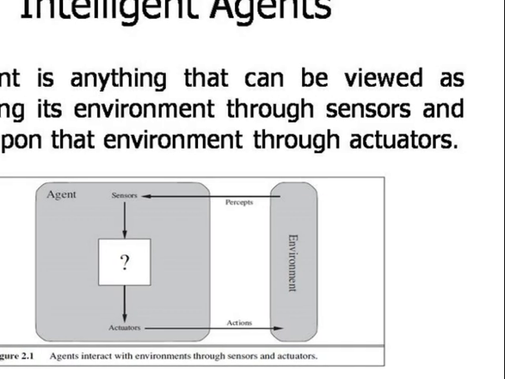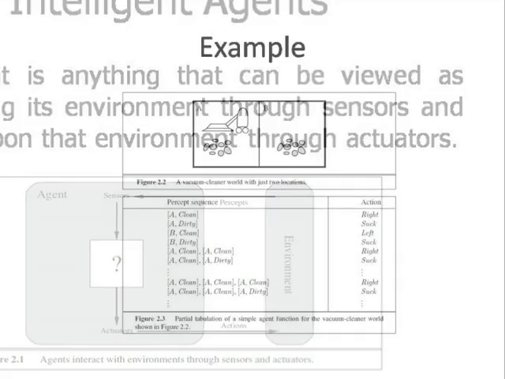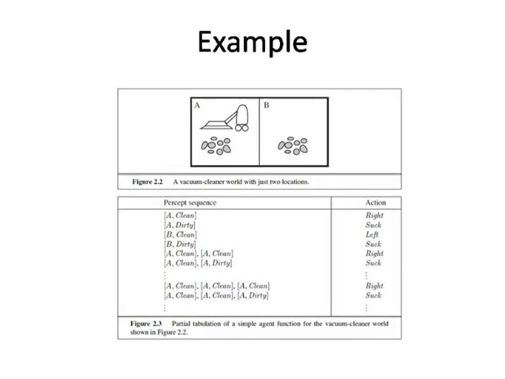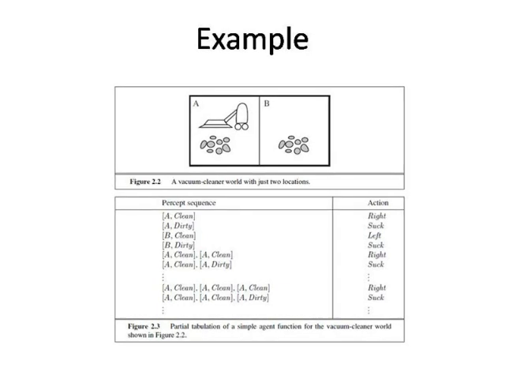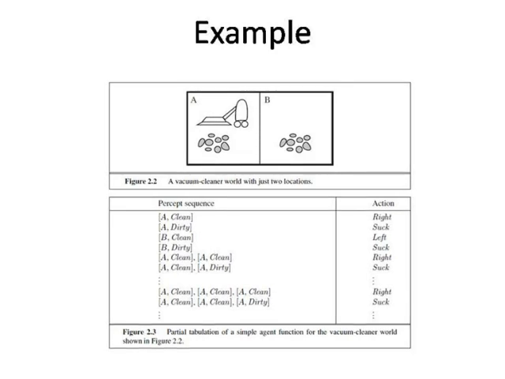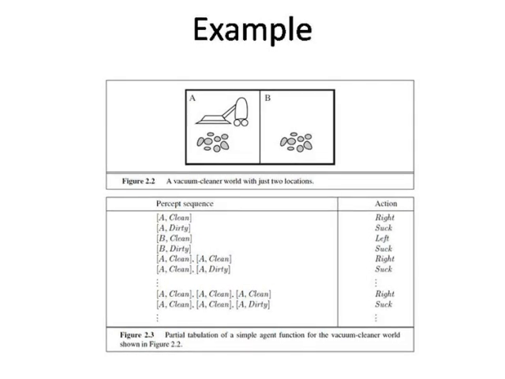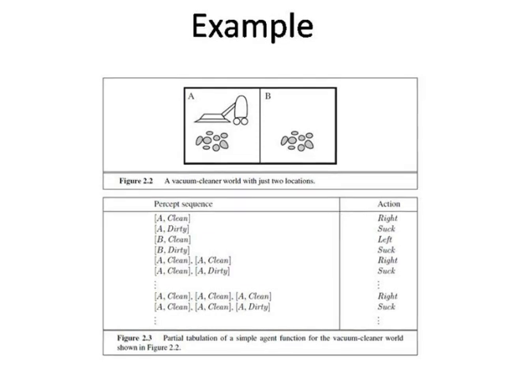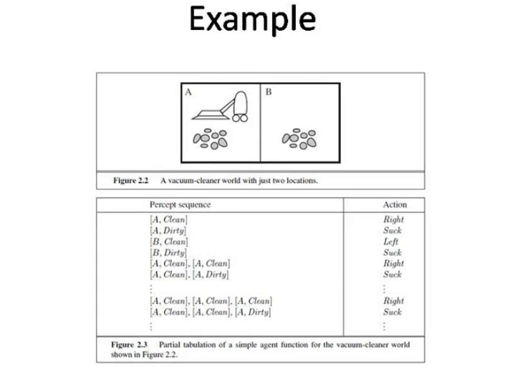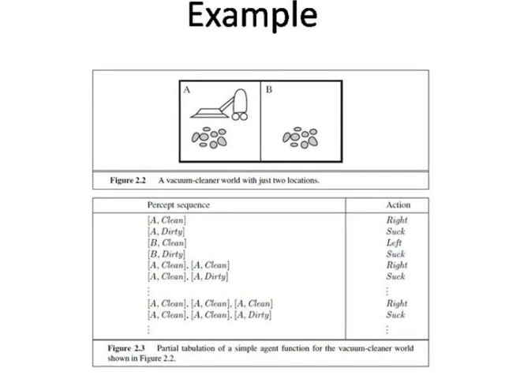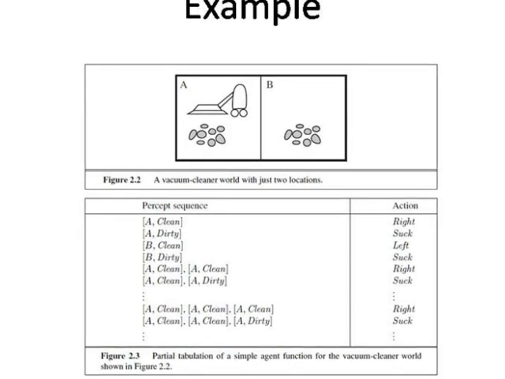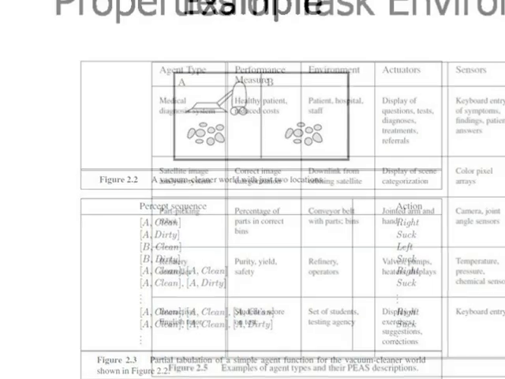Now let's take one simple example of a vacuum cleaner. Here the percept sequence would be, for example, assuming two surfaces A and B, if surface A is clean, you move to the right side. If surface A is dirty, you suck the dust. So depending upon the situation, what action is to be done and what input is to be given is classified in this simple example. Like this, you can classify this into any environment. In any real-time example, it can be done. Now let's move on to the next slide.